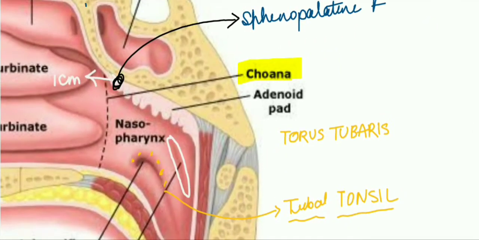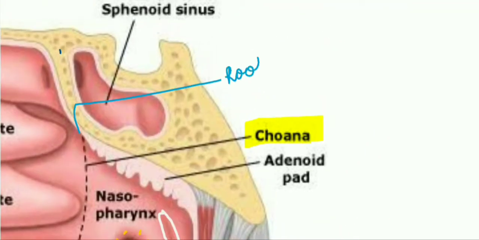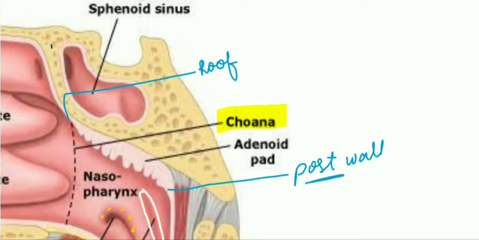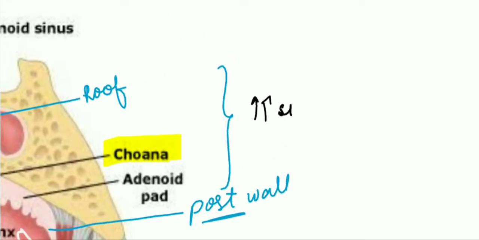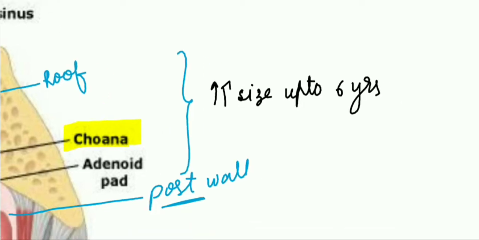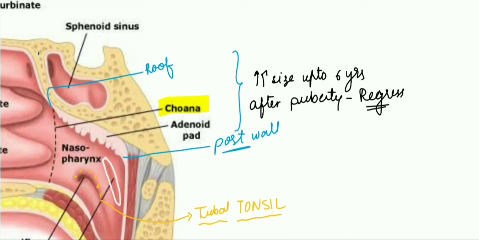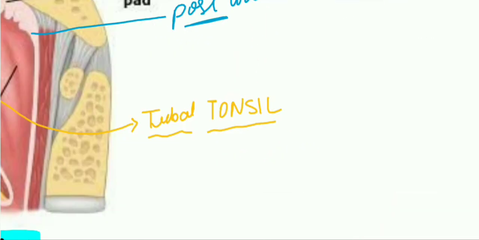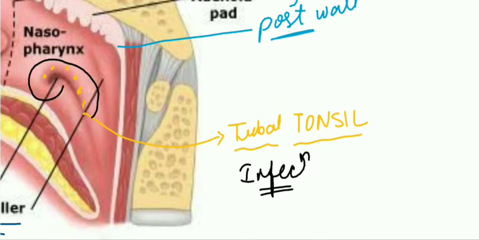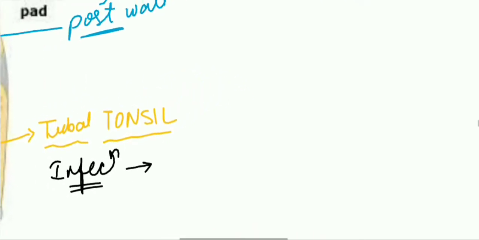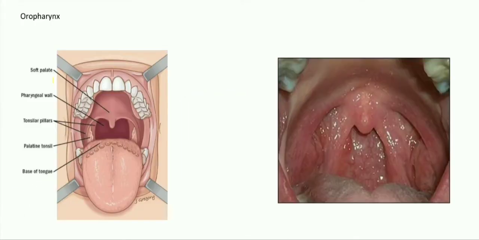Here we can also see the adenoids. These are located in between the roof and the posterior wall of nasopharynx. These increase in size up to an age of 6 years and start regressing soon after puberty. What is the clinical significance of the tubal tonsils? Well, any infection of these will result in an inflammation of the torus tubarius. This can lead to the Eustachian tube closure. Well, that's all about the nasopharynx.